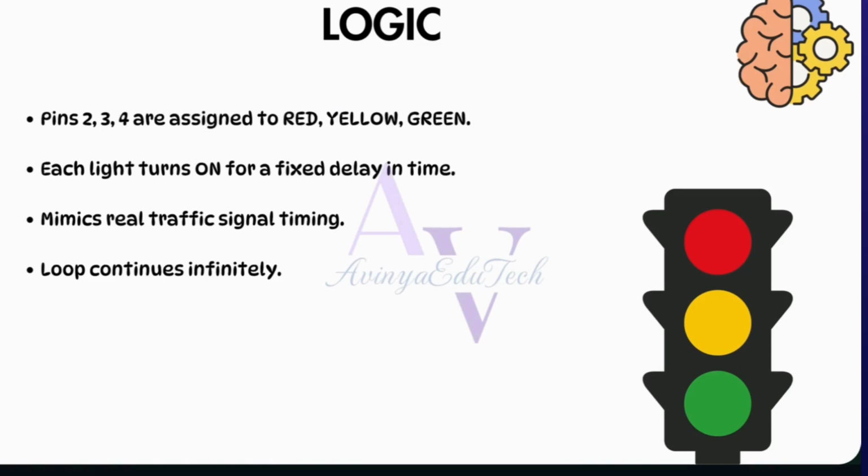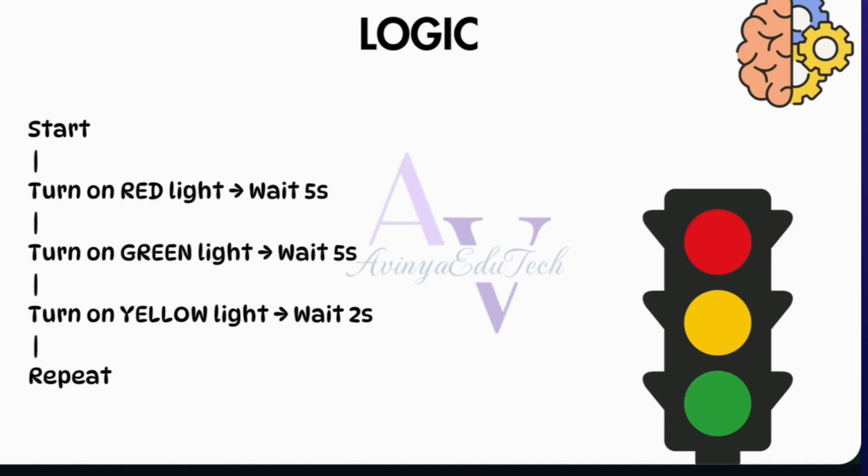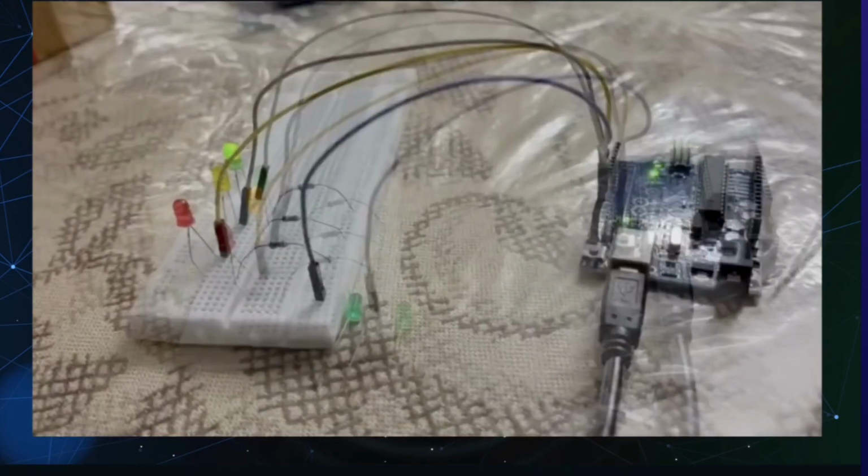The 3 pins that we have are connected to particular pins on your Arduino, and then you give a delay for the green, red as well as the orange light, and then it goes in a loop infinitely. So this is the logic for it. You start, then the red light turns on, wait for 5 seconds, or you can change the seconds in the delay code. Then it is the yellow light which waits for 2 seconds, and then the green light which waits for 5 seconds, and the entire code repeats itself.